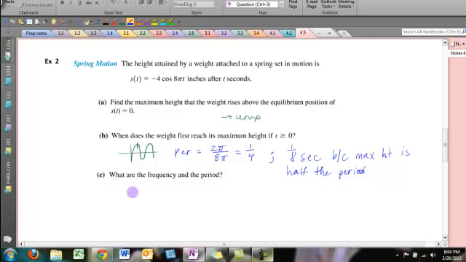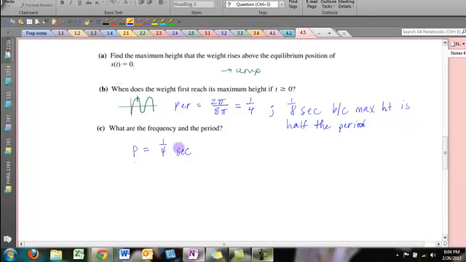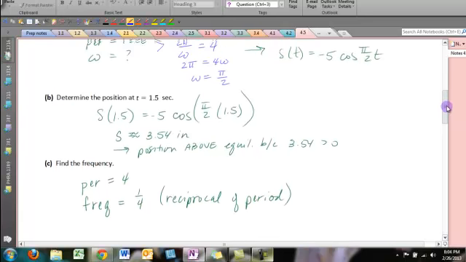All right, and now what is the frequency and the period? Well, we already know what the period is because we said that the period up here was 1/4 second. So if the period is 1/4, then the frequency would be the reciprocal, which would be 4. And the frequency we've said is the number of cycles per time, so cycles per second. Okay? All right, so I hope that helps explain the spring motion.